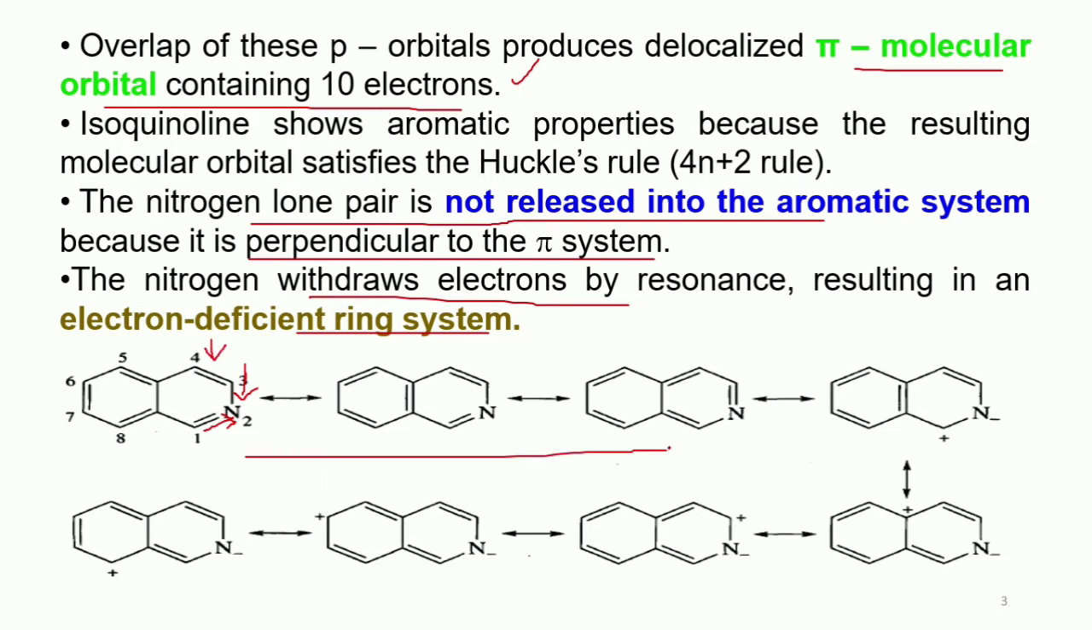These first 3 structures are Kekule structures, with changes in the double bonds through movement of electrons in the ring system. We can see that different resonance structures are formed in isoquinoline.